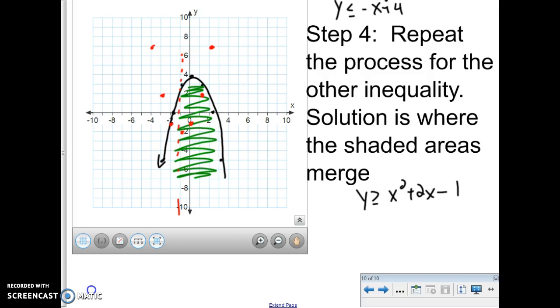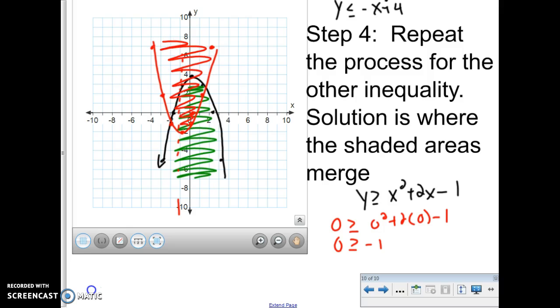I'm going to choose 0, 0 again because it's not on the curve. So I do 0 squared plus 2 times 0 minus 1. Is 0 greater than or equal to negative 1? Yeah. So 0, 0 is right here. So I'm going to shade the inside. Oh, I had to connect this, right? So it's going to be a solid. Because 0, 0 is a solution point, I can shade the inside part of my curve.